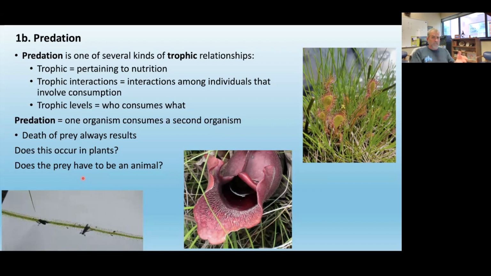So does this occur in plants? Yes. In fact, we have some really good examples in Texas. If you have the opportunity to get up to the Big Thicket, there is a national forest there, and they have a great stand of pitcher plants, which are insectivorous plants, right? One of the questions I see occasionally is, does the prey always have to be an animal? You could consider the consumption of whole phytoplankton by things like whales as a type of predation because the whole organism is consumed and it dies as a result.